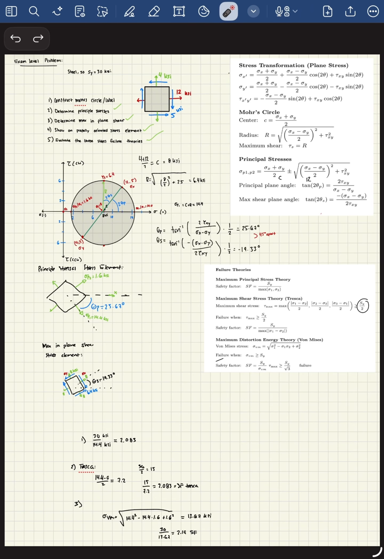All right, so in the end, we covered Mohr's circle, the principal stress, the max in-plane shear stress, and the properly oriented stress elements. Also, the safety factors for all 3 stress failure theories. I hope this was useful.